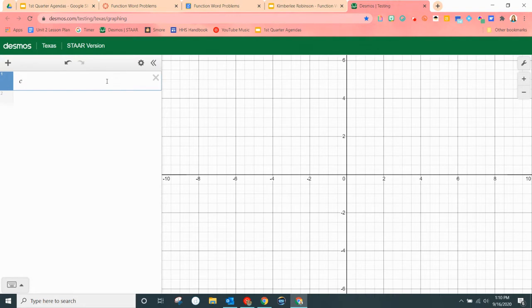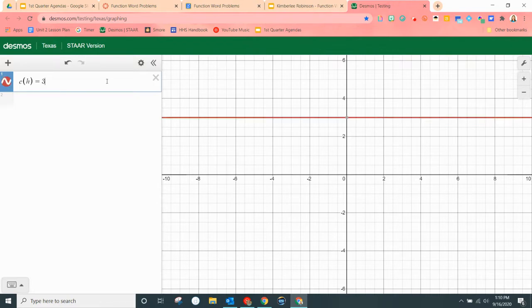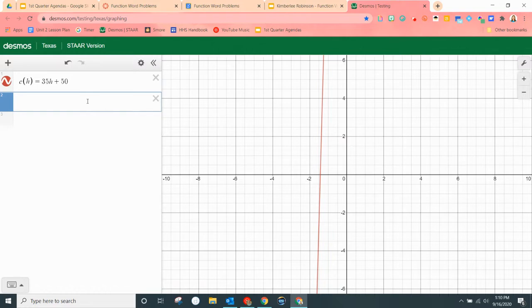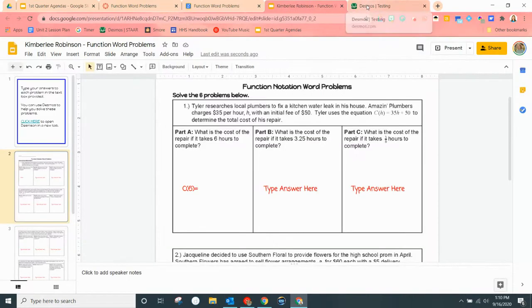Now, I'm going to try something out, but I'm pretty sure Desmos does not like H. Okay? It might, though. Well, I think I wrote it down: 35H plus 50. I thought we had to change the X, but Desmos might be even smarter now than it was before. So remember, just don't use capitals, use lowercase.